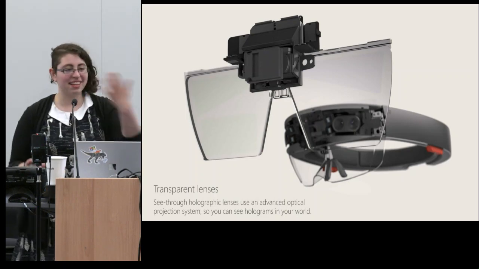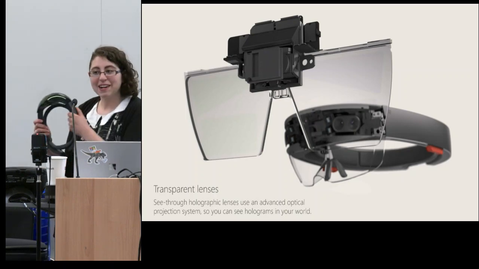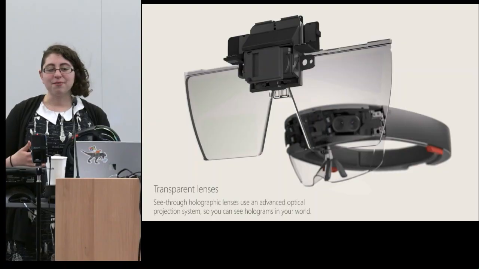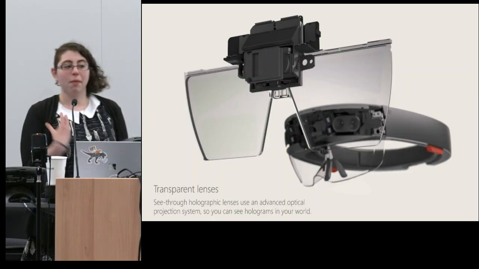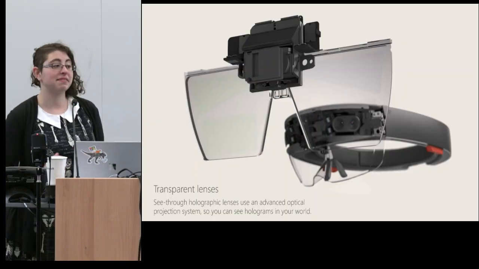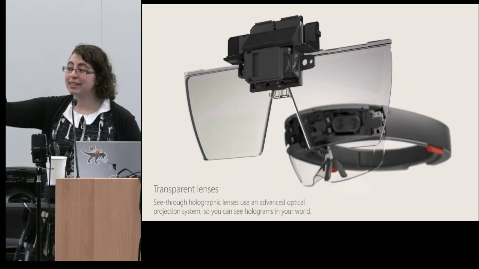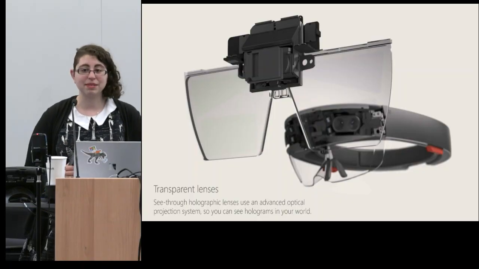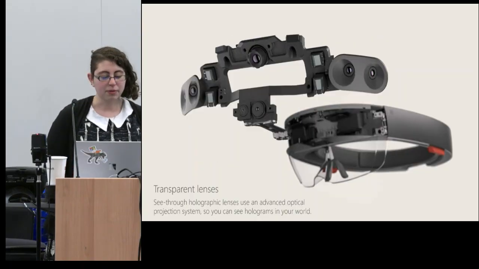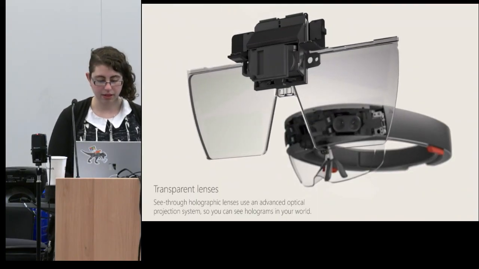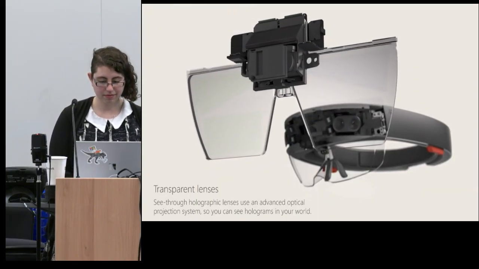Okay, I guess let me backtrack. So, transparent lenses, because what doesn't work well with light? More light. Holograms are objects made of light and sound, and so when you have a really bright environment, you can't see your holograms. So tinted lenses help with that.